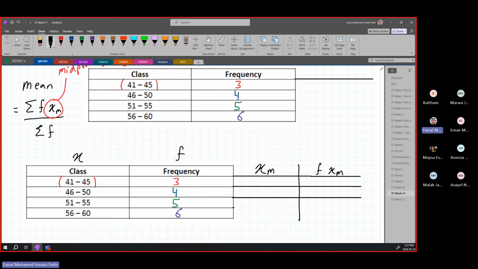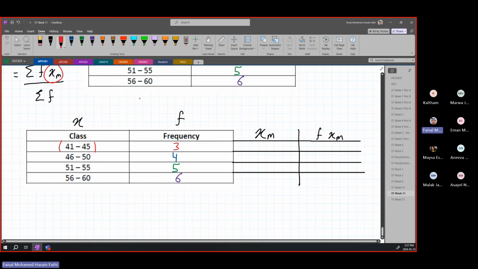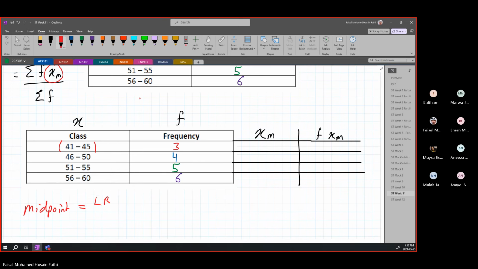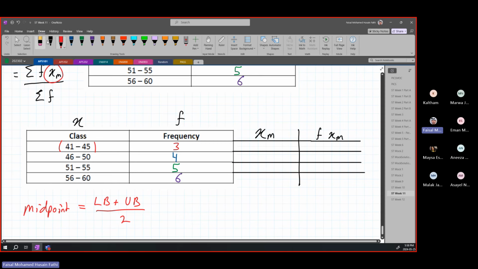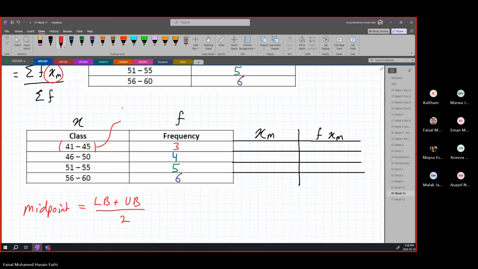And to do that, how do you find the midpoint? The equation for a midpoint. All right. So the midpoint equation is equal to, if you remember from last time, the lower limit plus the upper limit or the upper boundary over 2. So for example, in the first case here, in the red case, it is going to be 41 plus 45 divided by 2, which is going to give us 43. This is our first midpoint.